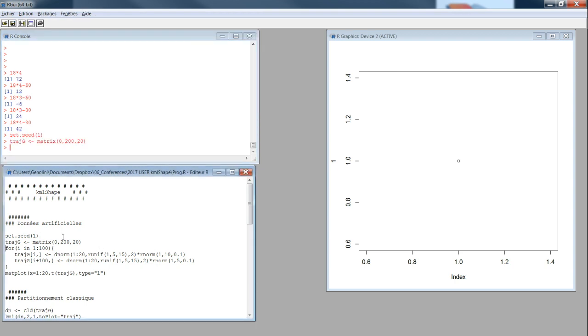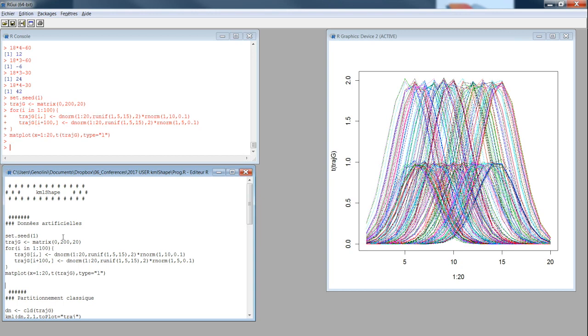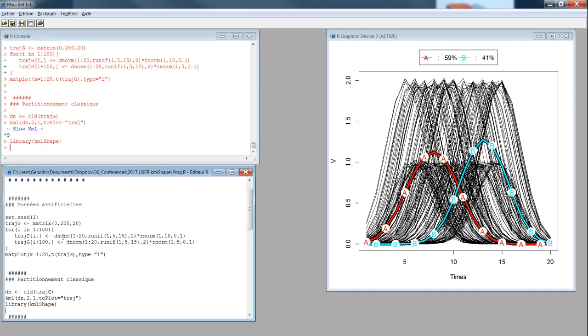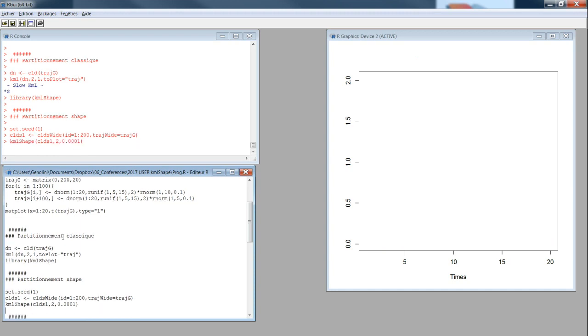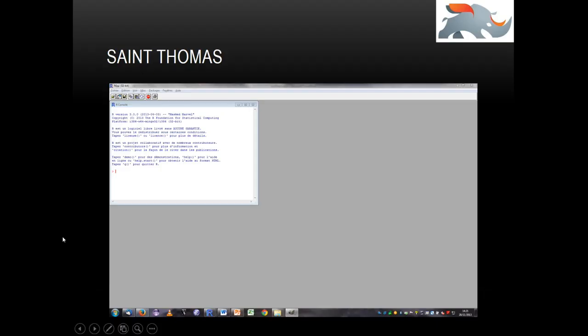So let's have a look. I just start with some artificial data in which there are obviously two groups, a high one and a low one, and if we use a classical classification algorithm, we will find two groups, the red one and the blue one. And using kmlShape, it takes time to converge, but quite fast. We found two groups. The first one is the red one with the high disease, and the second one is the green one with the low disease. So it works.